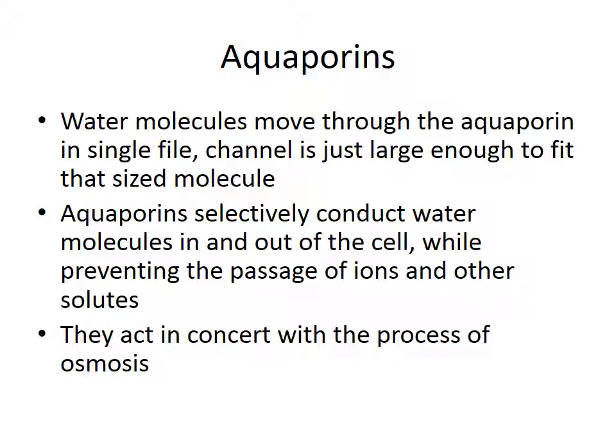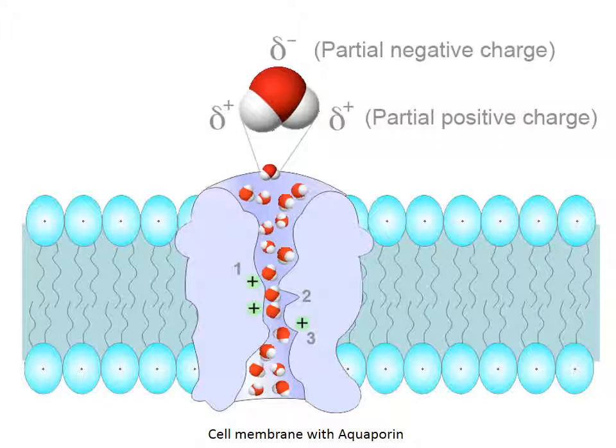Aquaporins selectively conduct water molecules in and out of the cell while preventing the passage of ions and other solutes. They act in concert with the process of osmosis. So here's an aquaporin. You can see it's awfully tiny, but it will allow water to move in and out. And again, this is the phospholipid bilayer.